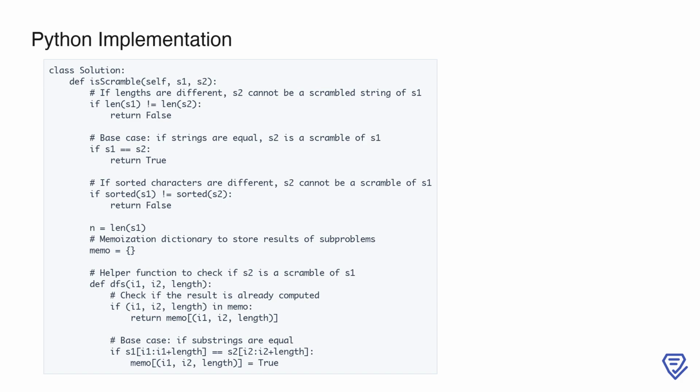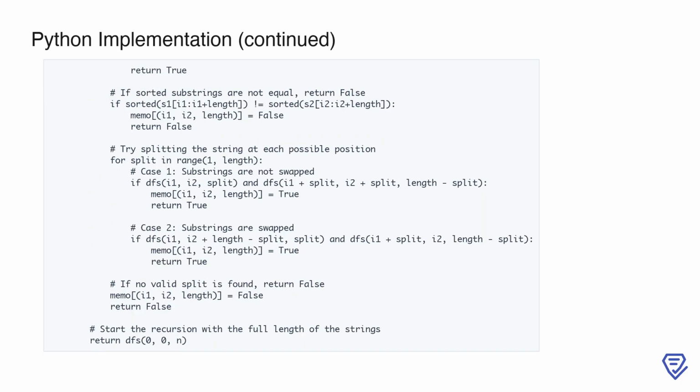The helper function DFS continues by first checking if the result for the current substring pair is already computed and stored in the memo dictionary. If it is, we return the cached result directly to avoid redundant computation. Then, we handle another base case. If the current substrings being compared are identical, we store true in memo for this substring pair and return true. On the other hand, if the sorted versions of the substrings do not match, we know it's impossible for them to be scrambled versions, so we store and return false.